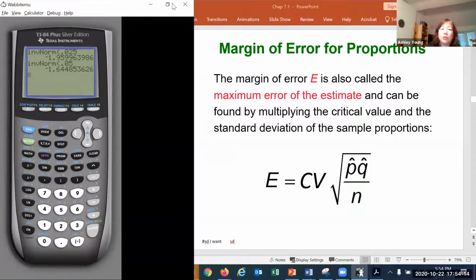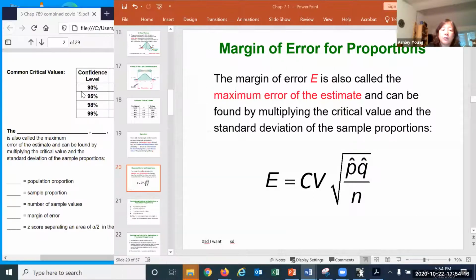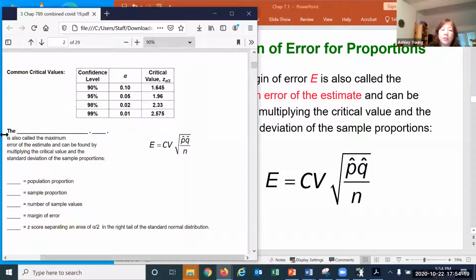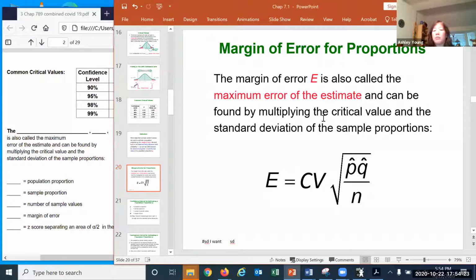You guys should be doing it in your notes. It is right here. You're filling in these blanks here. The margin of error E. What is that? It's the part I'm adding and subtracting. It's my critical value, the number of standard deviations I'm going away from the mean, multiplied by what a standard deviation is. So for a proportion, our standard deviation is the square root of p hat q hat over n.